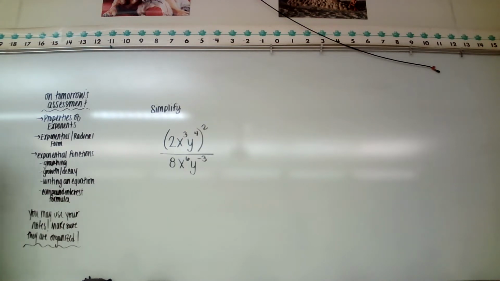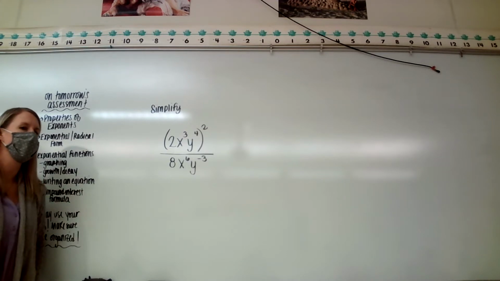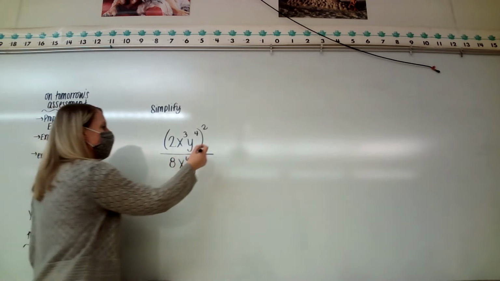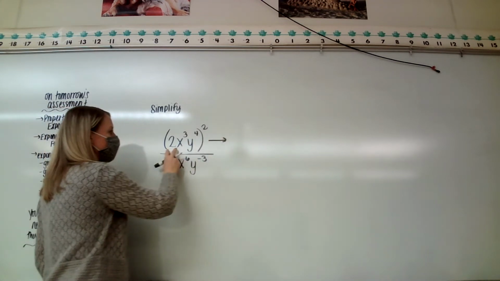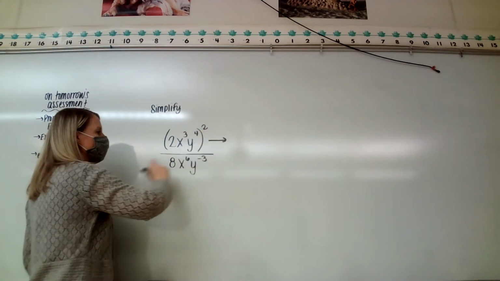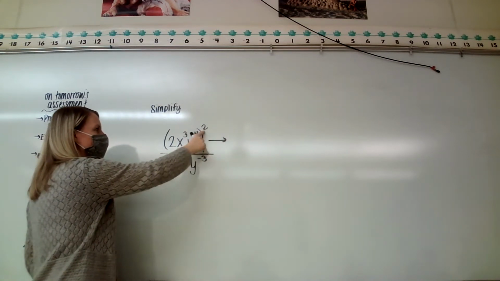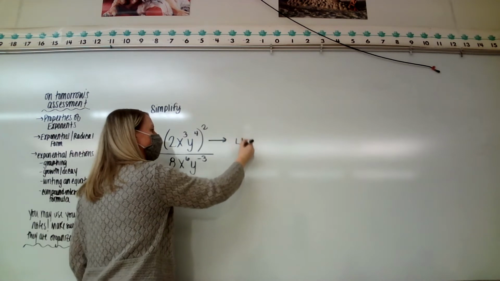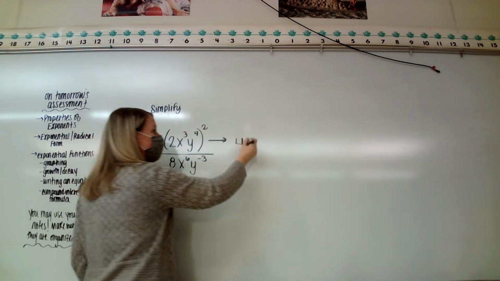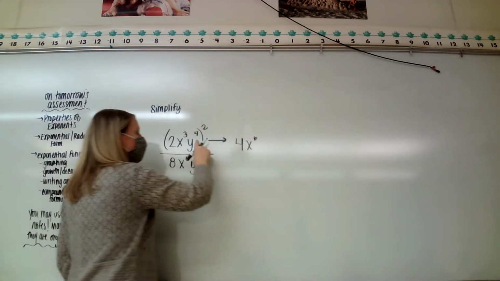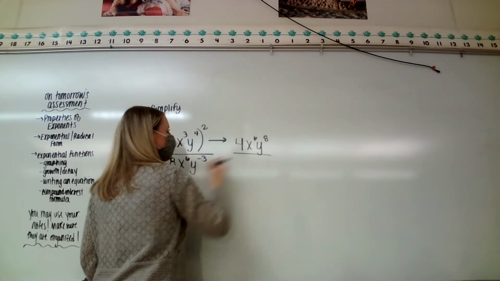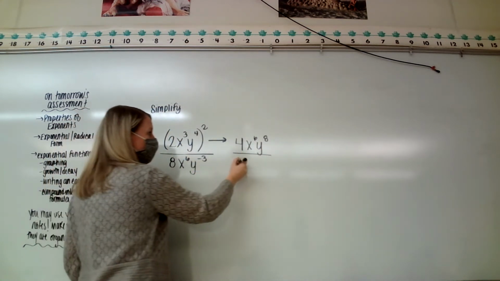So if I were starting this one, you always start where the parentheses are. So I go to the top, the numerator, right? With this set of parentheses, everything in here is going to get raised to the second power. So 2 to the second is 4. A power to a power, you need to know what to do there. You multiply, that gives you x to the 6th. And same thing here, you multiply, y to the 8th. Now I haven't touched the bottom yet, so I'm just going to rewrite it.